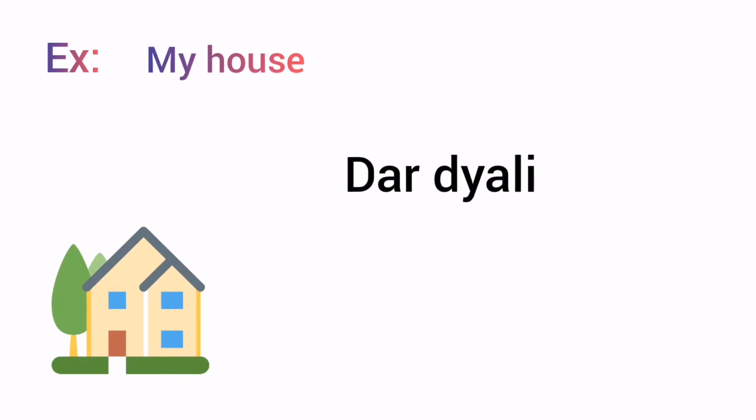We're gonna take the expression my house. In Darija, it is dar dieli, or you can also say dari. So the word dieli is a possessive pronoun in Moroccan Arabic. Also, the letter I in the word dar is considered to be a possessive pronoun as well. So as you can see, Darija has two different possessive pronouns.